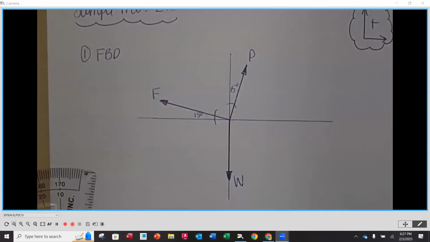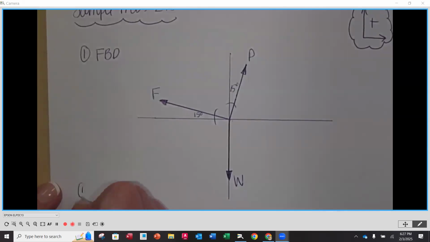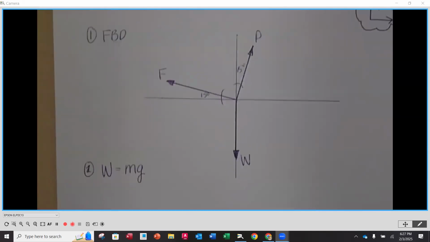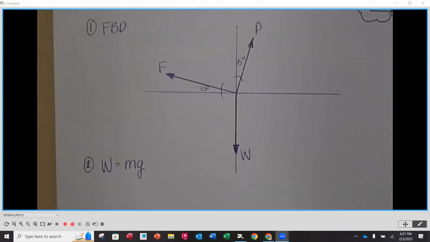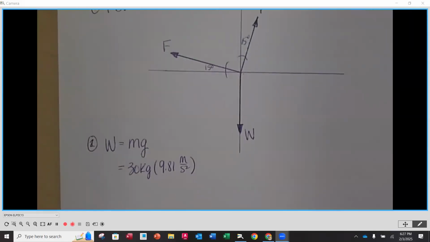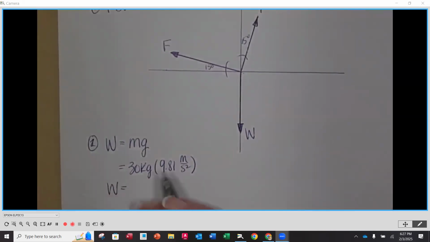We can solve for W. Let's find what the magnitude of W is, right? So we know that weight is equal to mass times gravity, right? And in this case, our mass, it told us, was 30 kilograms, and gravity is 9.81 meters per second squared. Put the units in all phases of the problem. I don't want to see 30 and 9.81 by itself. That's points off.